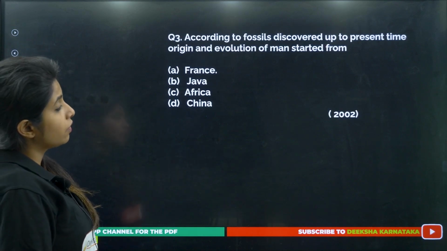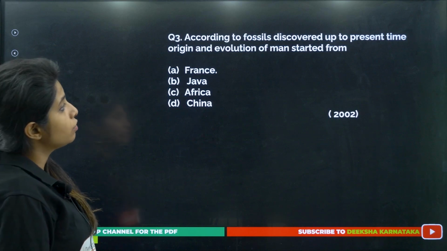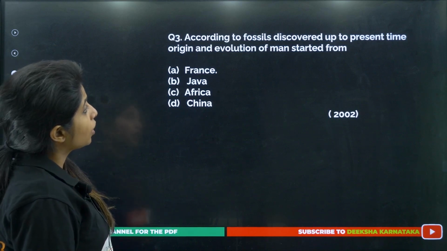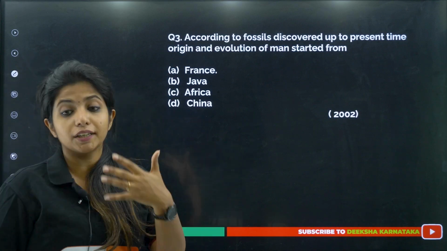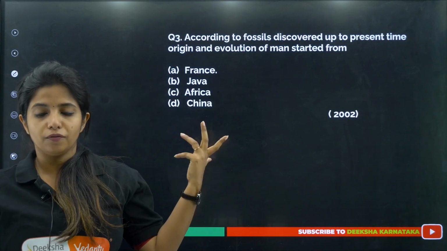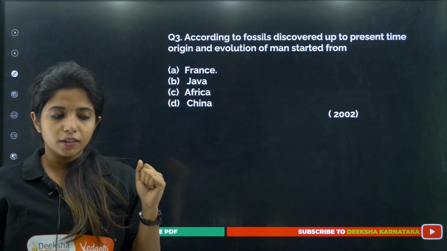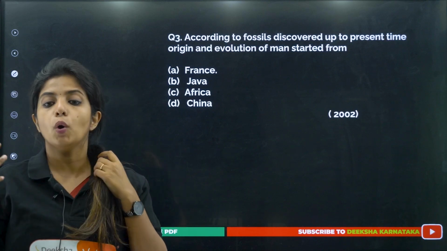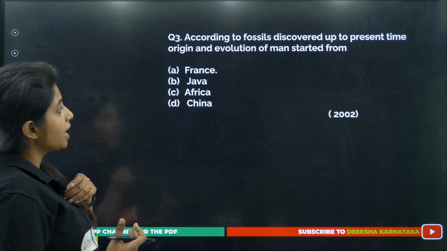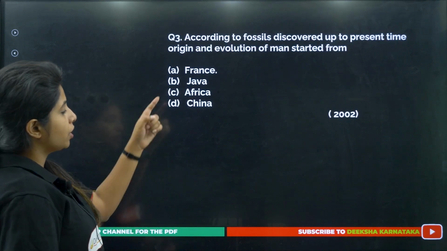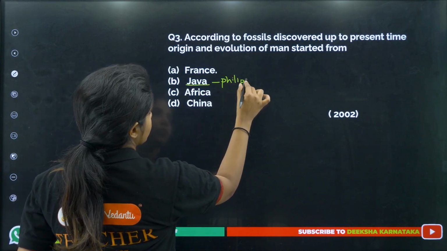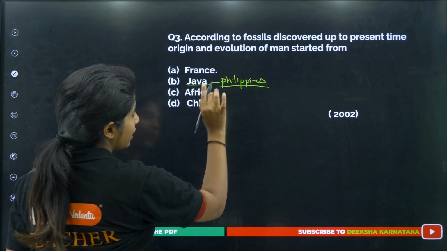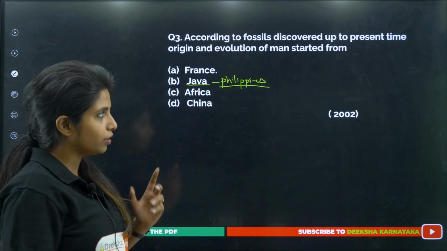According to the fossils discovered up to the present time, origin and evolution of man started from? I read the question in a different form. Where do you think that human beings, or basically man, evolved? You have options as France, Java, Africa and China. Now Java comes in Philippines. I might have messed up with the spelling, but I know you know the spelling.